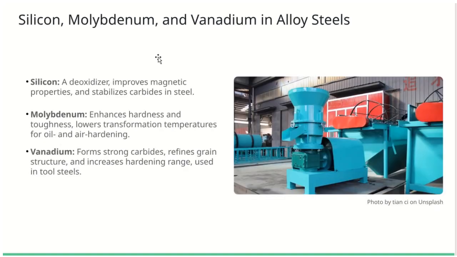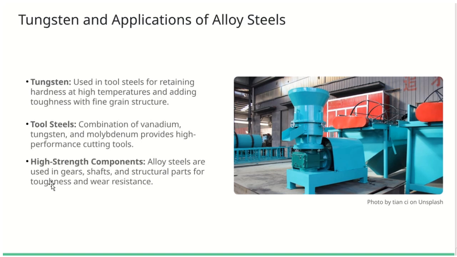Then there are silicon, molybdenum and vanadium. Silicon is a deoxidizer, improves magnetic properties and stabilizes carbides in steel. Molybdenum enhances hardness and toughness, and lowers the transformation temperature for oil and air hardening. Vanadium forms strong carbides, refines grain structure and increases the hardening range used in steel. Then there is tungsten, used in tool steel and high strength components. Tungsten is used in steel for retaining hardness at high temperature and adding toughness with fine grain structure.